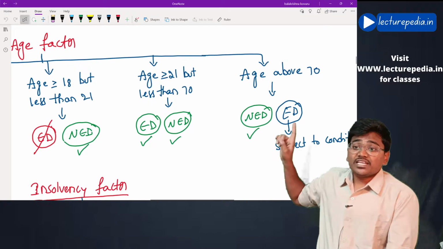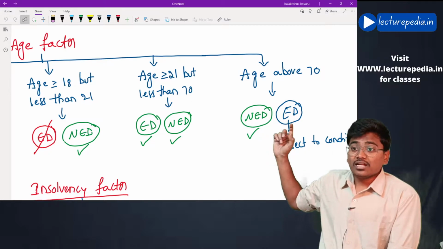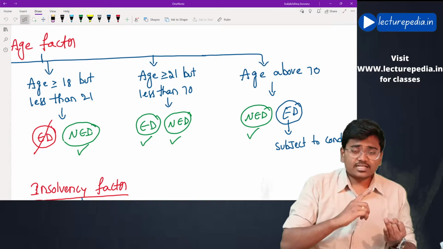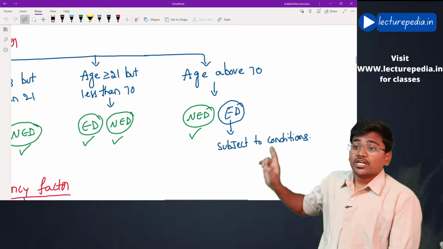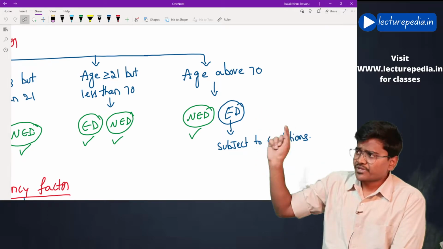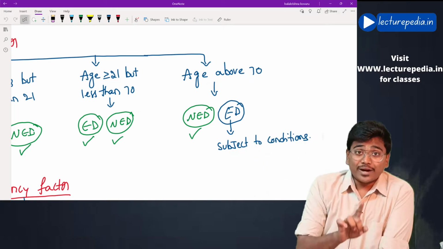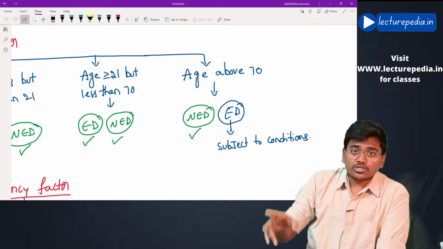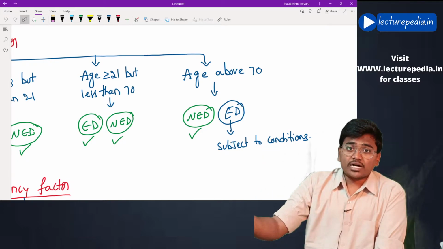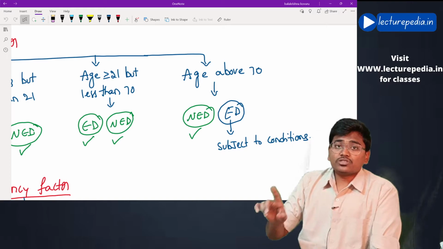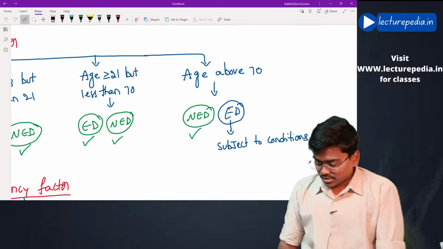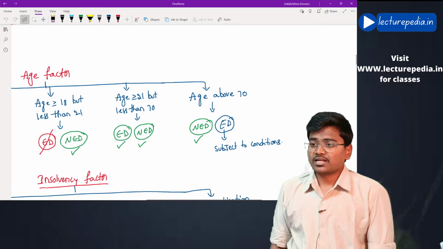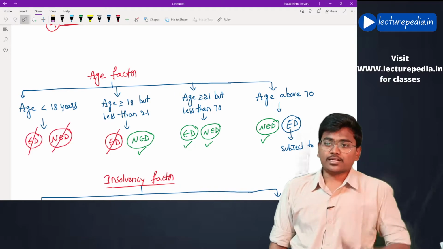Next, if the age of the person is more than or equal to 21 but less than 70, in that case such person can be appointed as both executive director and a non-executive director. Next, if the age of the person is above 70 years, he can be appointed as non-executive director, but for appointing him as an executive director you have to take general meeting special resolution. If general meeting special resolution is not passed, at least take general meeting ordinary resolution and central government approval. That is subject to the conditions executive director can be appointed if his age is more than 70 years. That is the age factor.